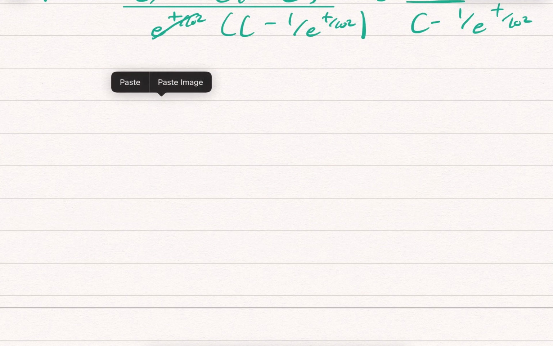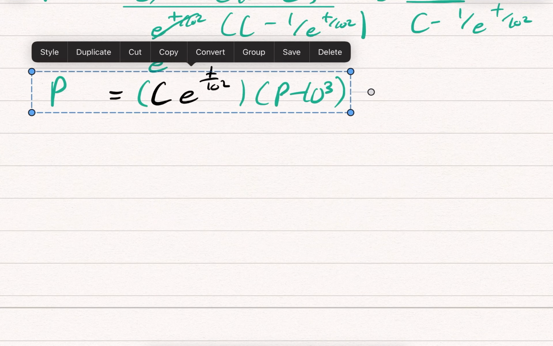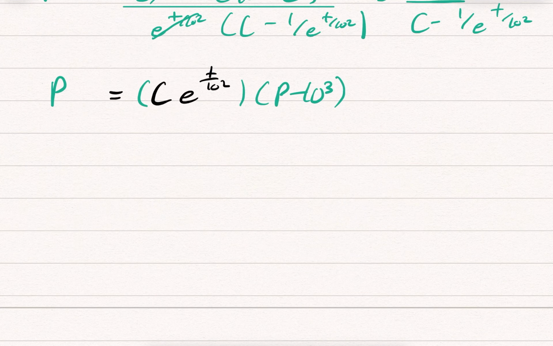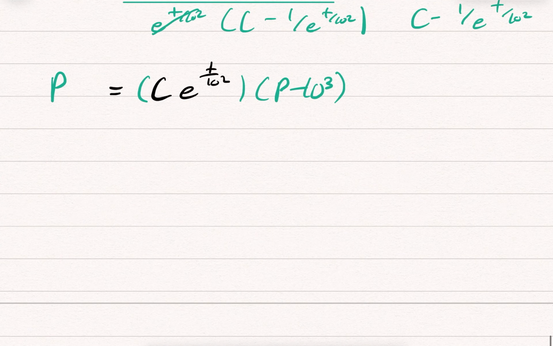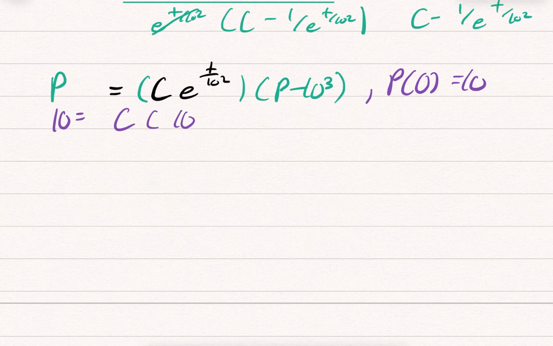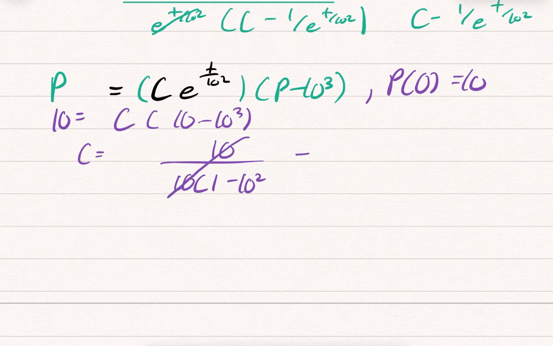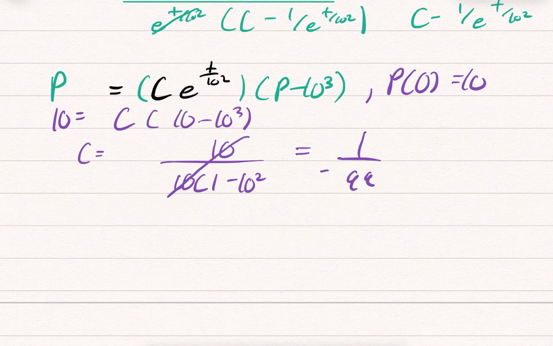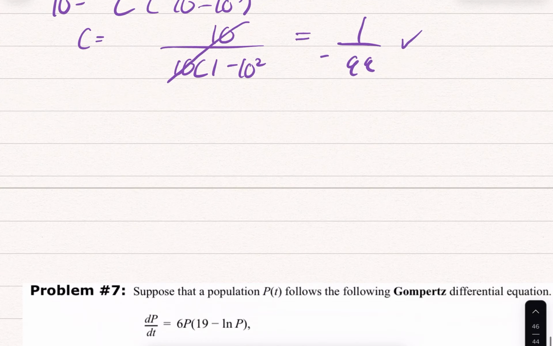All right. Cool. So, with our initial condition, P at 0 equals 10, we got 10 equals C times 10 minus 10 cubed. C equals 10 over 10 times 1 minus 10 squared, which equals 1 over negative 99. Cool. Now we're going to plug that back into our original P equation.